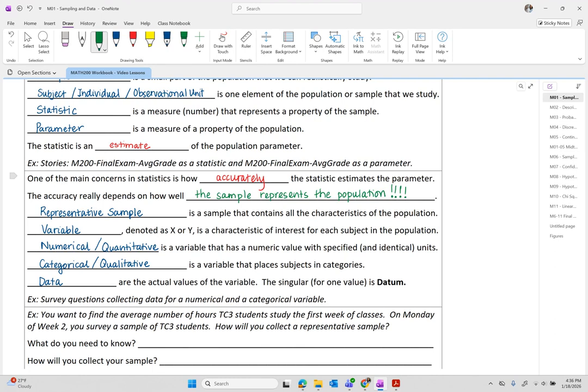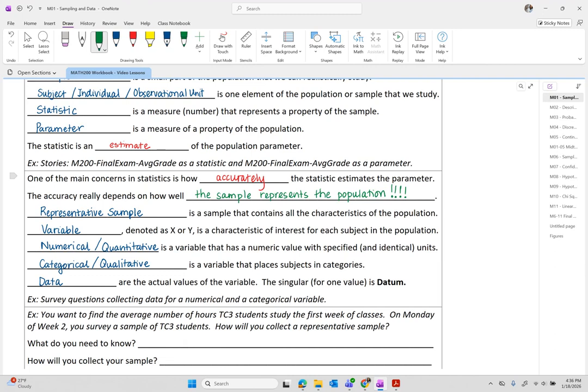And when we are selecting a representative sample, or when we hope we have selected the representative sample, we are trying to measure something. This is called a variable, usually denoted with an uppercase letter X or Y. And that is a characteristic of interest for each subject in the population. In the example of the sleep hours, the number of hours that the student slept last night was the variable.